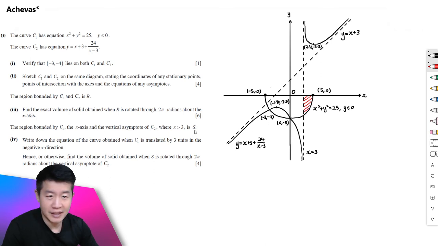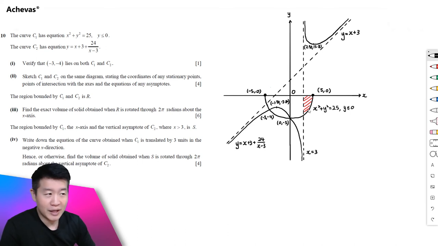Okay, this is region S. And the first thing that we are supposed to do is to look at this curve C1, and we are going to translate it by 3 units in the negative x direction. So translating this by 3 units in the negative x direction, it is replacing all the x by x plus 3. So replacing x by x plus 3, we will have (x plus 3) squared plus y squared is equal to 25, where y is still supposed to be less than or equal to 0.